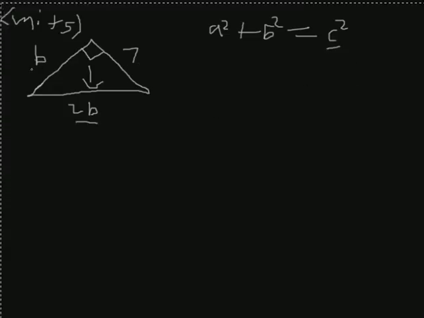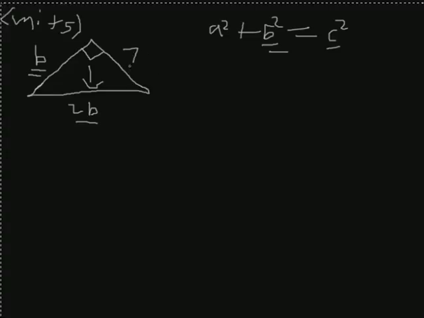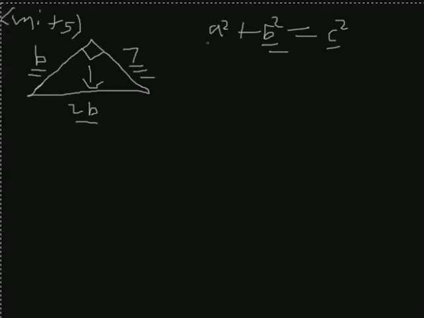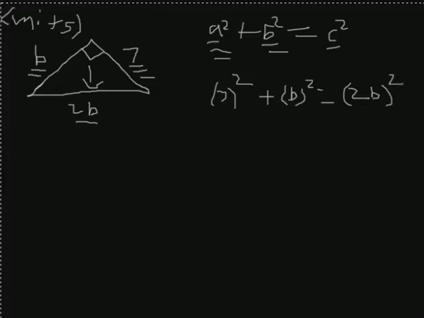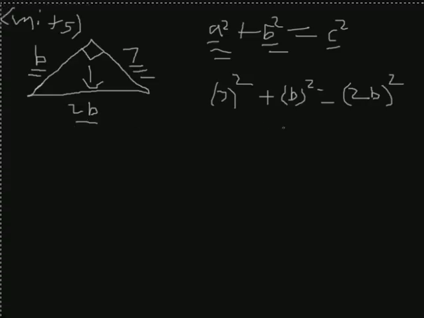Now, this one's B right here. So it made more sense to just set that equal to B rather than the other side. Let's set this side here, which is 7, equal to A. So now we just substitute in, we get 7 squared plus B squared is equal to 2B squared. Now we just solve for B.